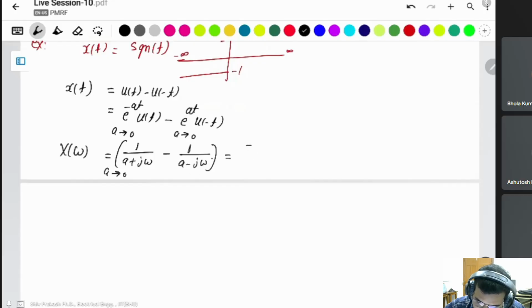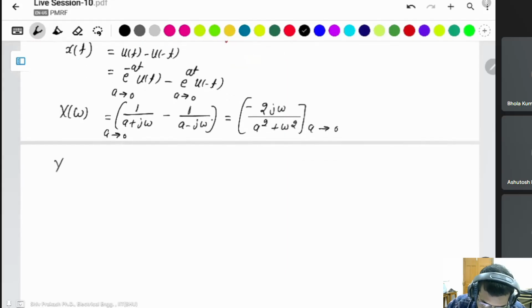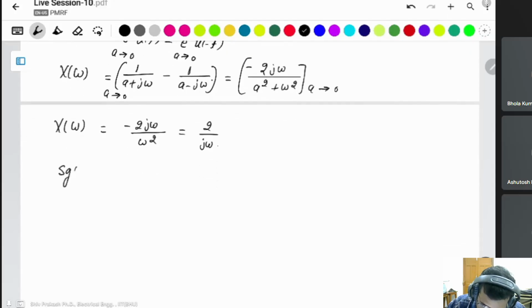You take common, this will be minus 2 j omega divided by a square plus omega square. In this case, a tends to 0. Put the value 0 in place of a, then X(omega) will be minus 2 j omega divided by omega square, omega will be cancelled out, 2 by j omega. It means the Fourier transform of the signum t signal will be 2 by j omega.